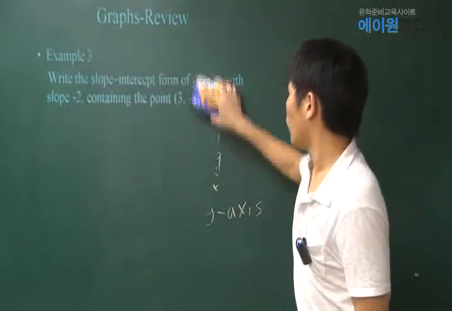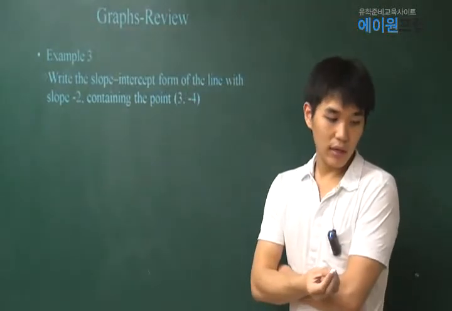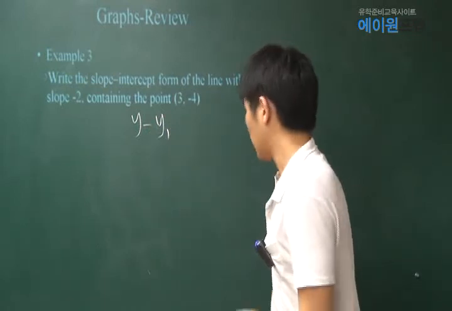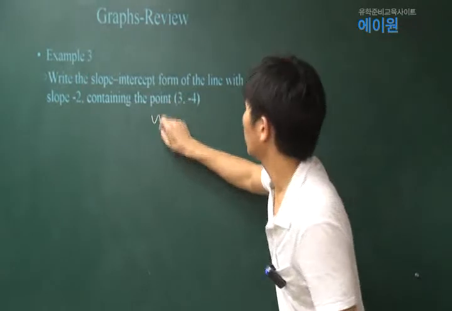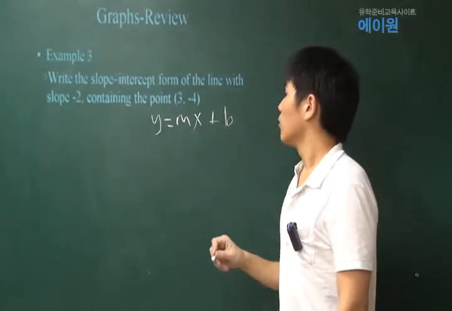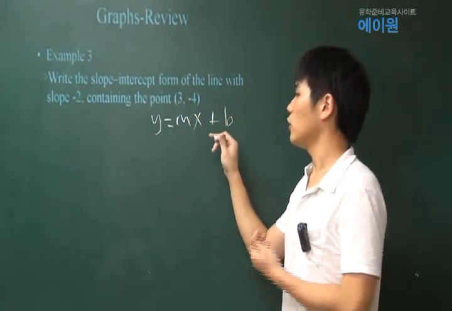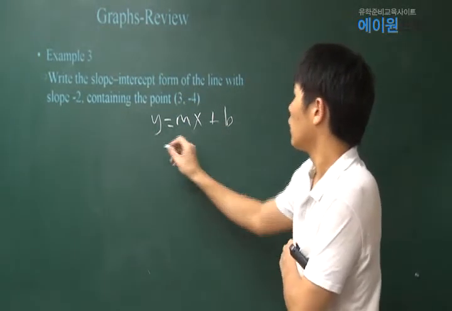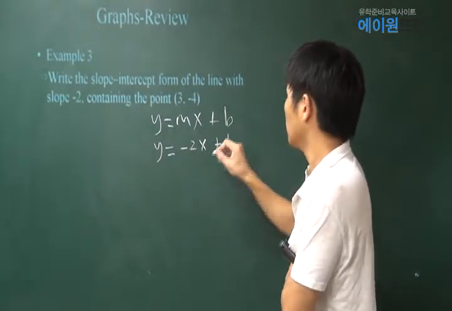Write the slope-intercept form of a line with slope negative 2 containing the point (3, -4). Okay? So again, slope-intercept form was given by what? Y minus... Oh, actually, that was the point-slope equation. Now, slope-intercept form was given by y equals mx plus b. If you guys remember, m is the slope. But now the question is, how do we find the y-intercept? Let me start off with what we know. So y equals negative 2x plus b.